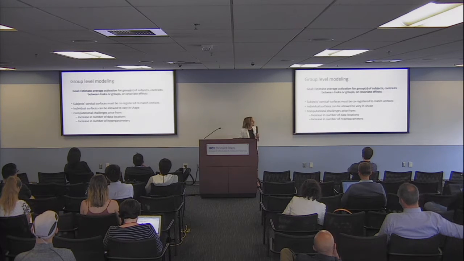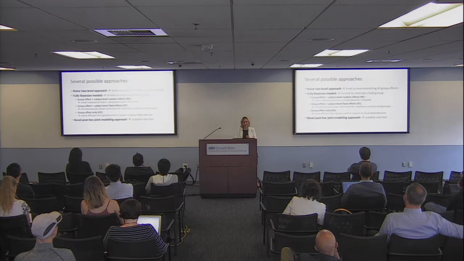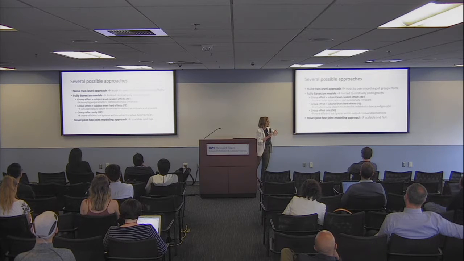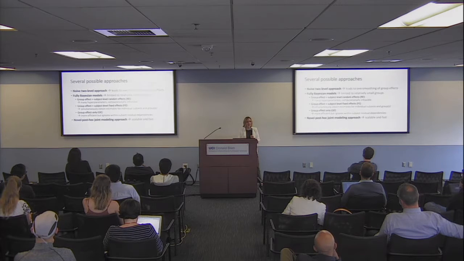Okay, so for group level modeling, this is a current gap in the literature. So I'm going to skip ahead. Basically, we propose a joint modeling approach that takes the subject level posteriors and combines them to get posterior inference at the group level without having to fit all the subjects together. And it's scalable and fast, so that provides a nice alternative for group inference.